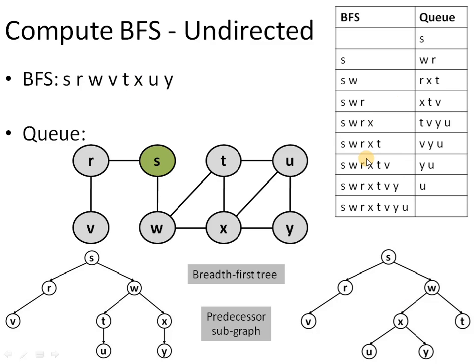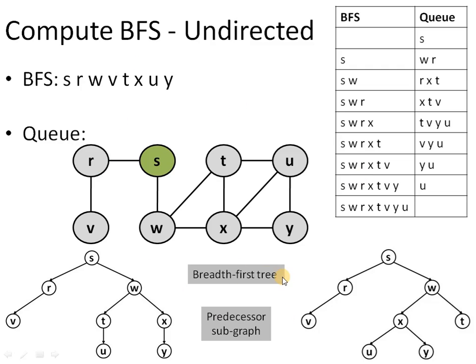However, when we follow different BFS sequences, we may have different predecessor subgraphs, but the distance of the vertices will remain the same. For example, if we talk about this subgraph, here R and W are appearing at the same level. In this subgraph also, R and W are appearing at the same level. Then at the next level, we have V, T and X. So here also we have V, X and T. Then lastly, we have U and Y. Here also at the last level, U and Y are present. So the distance with respect to S will remain the same in any of the sequences.